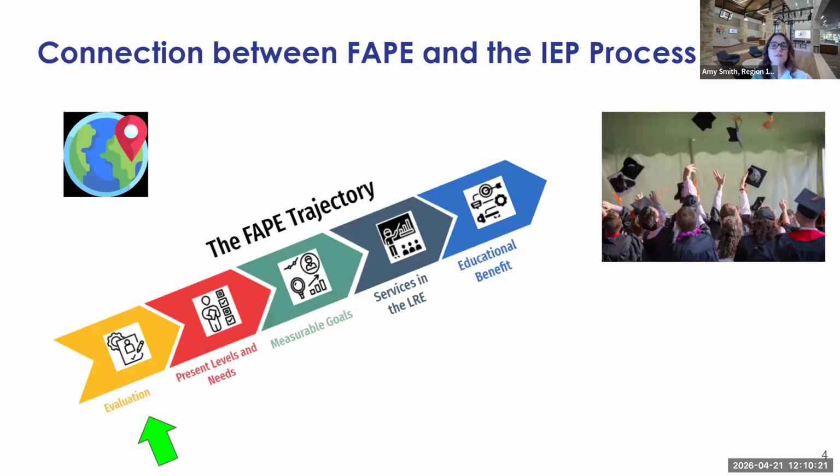The federal law tells us that students who receive special ed services are entitled to a free and appropriate public education, or a FAPE. The way we get there is through the IEP process. As you can see on this graphic, it starts with an evaluation. By following this process and using our evaluation data, we are able to navigate and help our students receive that educational benefit that is part of their FAPE.